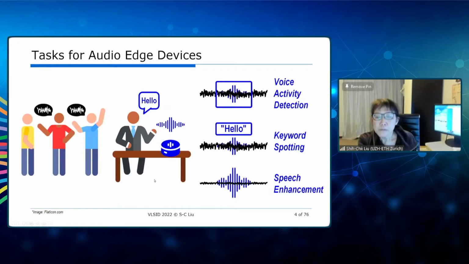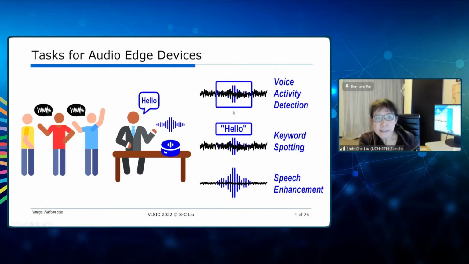And so some of the tasks that are useful for audio edge devices are something like voice activity detection. So here you have a person who has, say, an Amazon Echo in front of him. And so this Echo picks up all kinds of sounds. And what you want to do is you want to detect when you hear a voice, right? Otherwise, you don't do anything. And this is called voice activity detection.